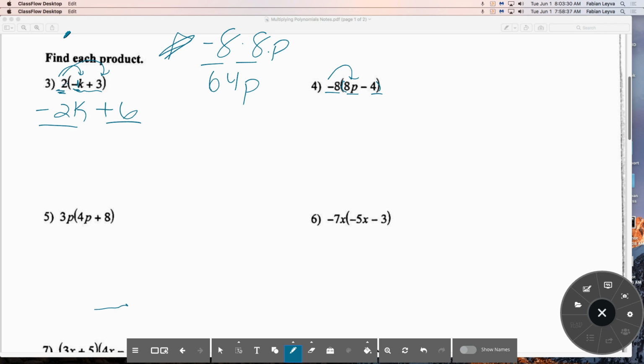So don't forget that this was a negative 8, so that means you're going to end up with a negative 64p. And then you want to make sure to multiply everything. Keep in mind that the sign in front of that 4 is a negative, which is a subtraction. Negative and subtraction are really the same thing. Negative 8 times a negative 4 is a positive 32.